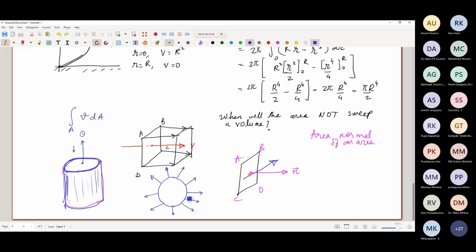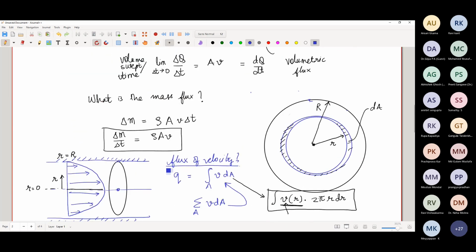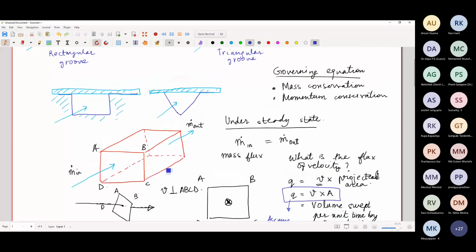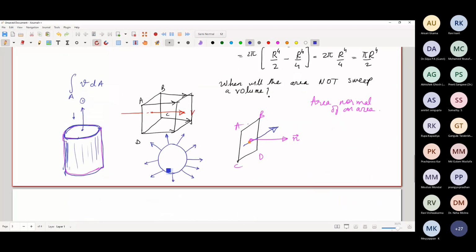All right. So far we have understood how to take a flux of things, and I hope things are not too complicated for you at this moment, for anyone. One moment.